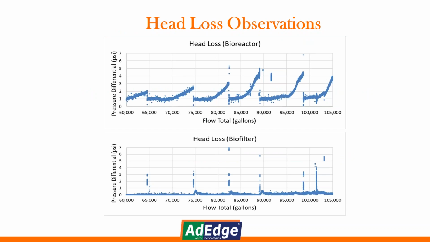These are some head loss observations. Again, we do build up some head loss in our unit, so we monitor pressure differential and we will initiate a backwash at the appropriate time. Typically on the bioreactor in full-scale systems, we see anywhere from 24 to 48 hour backwash cycles. On the biofilter, we see anywhere from 24 to 72 hour backwash cycles. Warmer water does create a little more rapid biogrowth, so you do have to backwash a little more often.